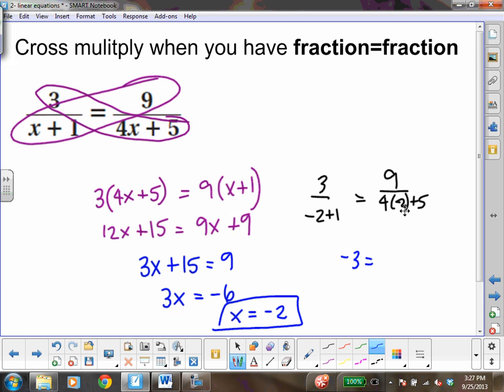4 times -2 is -8, plus 5 is -3, and 9 divided by -3 is -3. Since -3 equals -3, it is a true statement. So x equals -2 would be a valid solution.